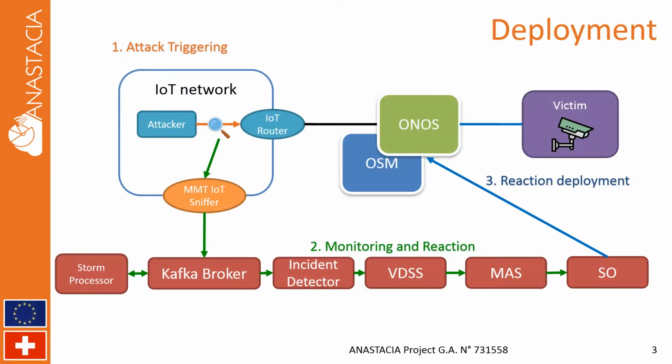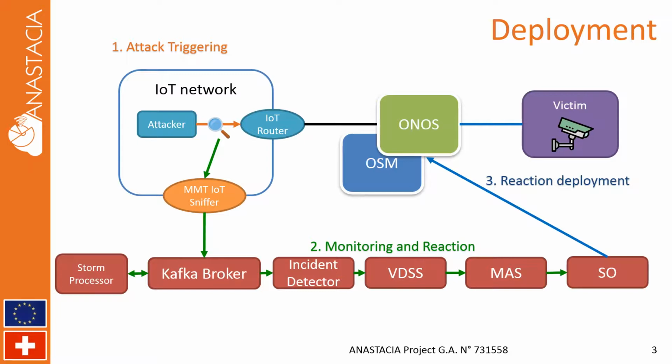The deployment for this scenario is composed of 3 stages. First, an attack triggering, where we will see an emulated IoT network that contains an attacker and an IoT router will direct an ICMP flooding attack towards an emulated smart IoT camera that will act as the victim.